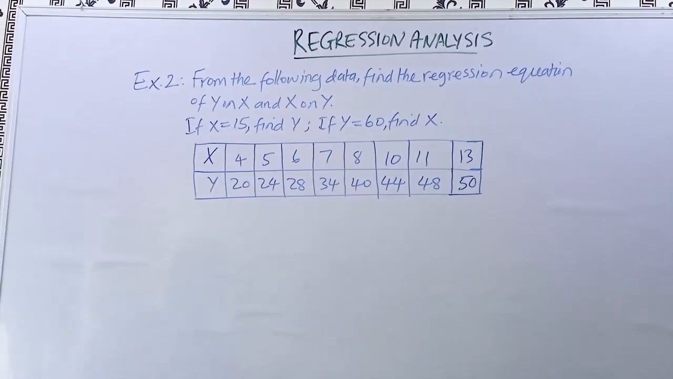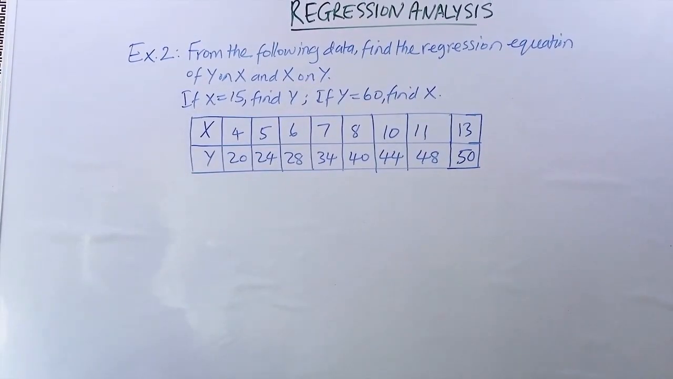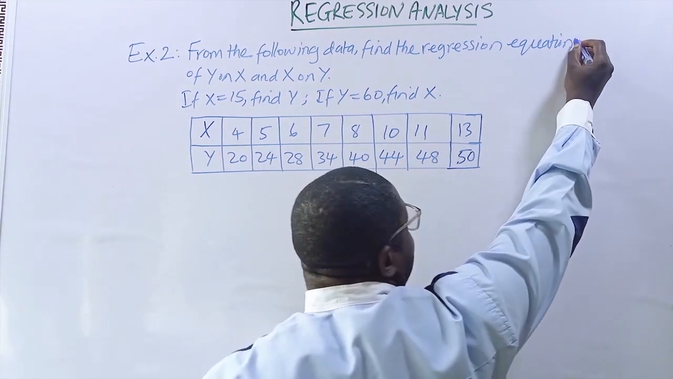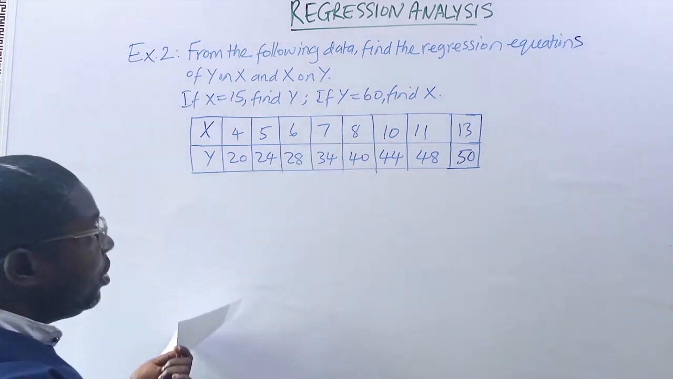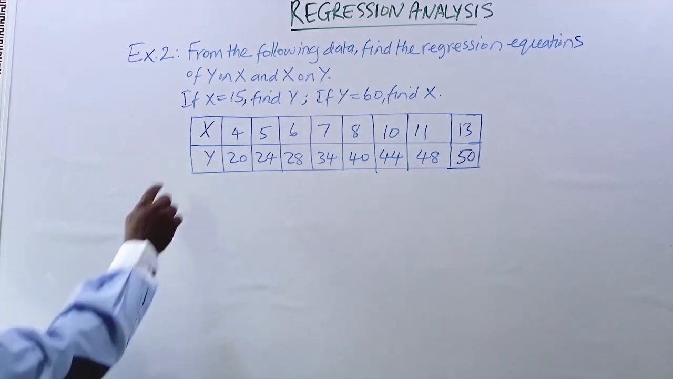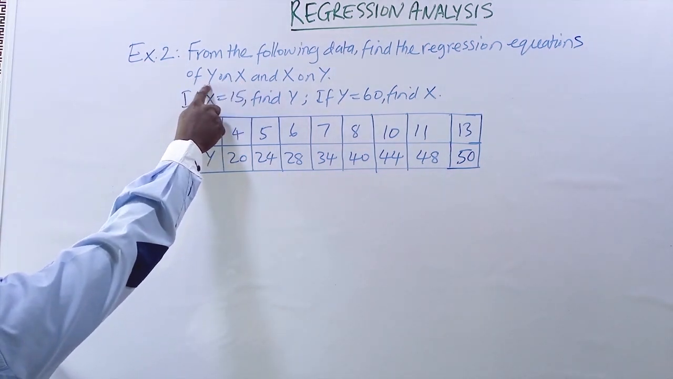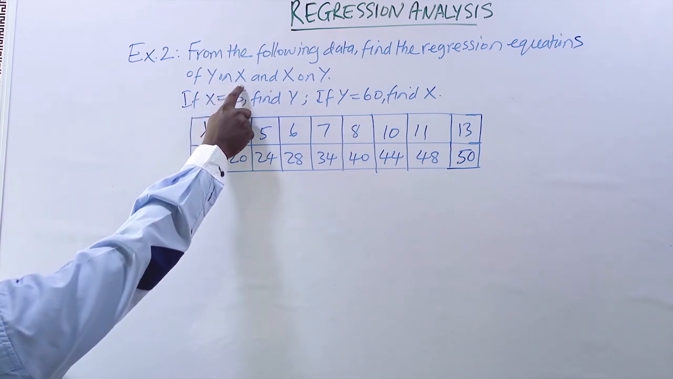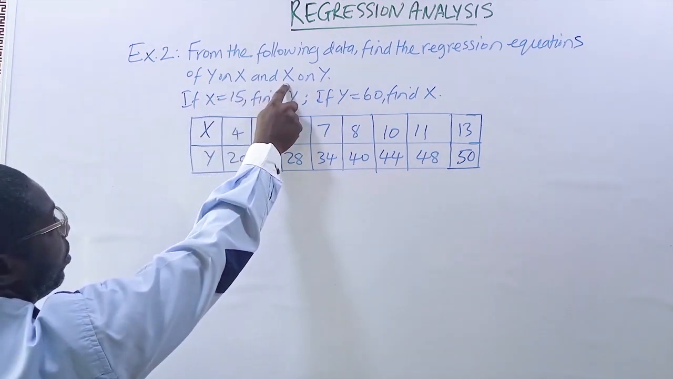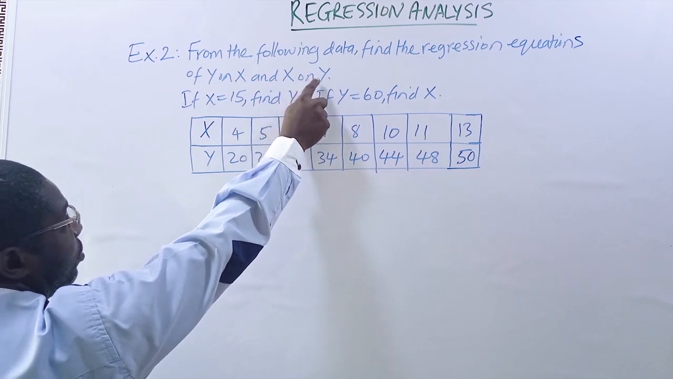As you can see, we have example 2 on the board, and the question is, from the following data, find the regression equations. Let's add S here. All right, the regression equations of Y based on X. This is Y on X. That's with predicting Y based on X, and we're going to find X based on Y.